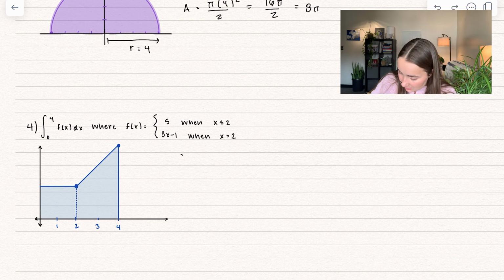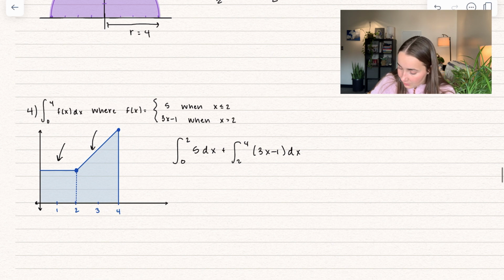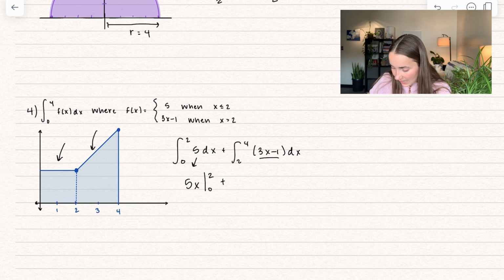Here I'm first going to separate this into 2 integrals because we have 2 different functions. Between 0 and 2, we're integrating 5 in terms of x. Now between 2 and 4, we're integrating 3x minus 1, all in terms of x. First, when I take the antiderivative of 5, I tag on that value of x, and we're evaluating it between 0 and 2. Now let's take the antiderivative of 3x minus 1. This becomes 3x squared divided by 2 minus x, and here we're calculating it between 2 and 4.